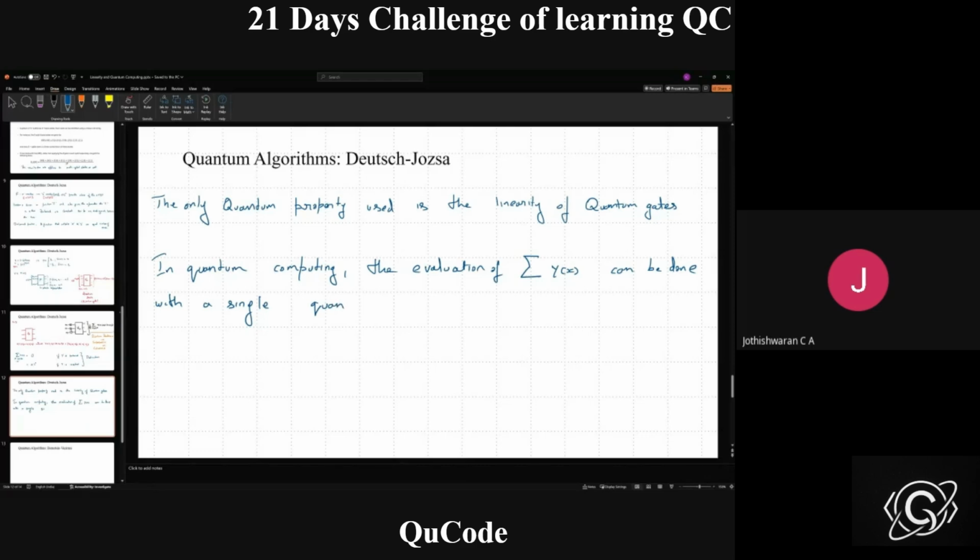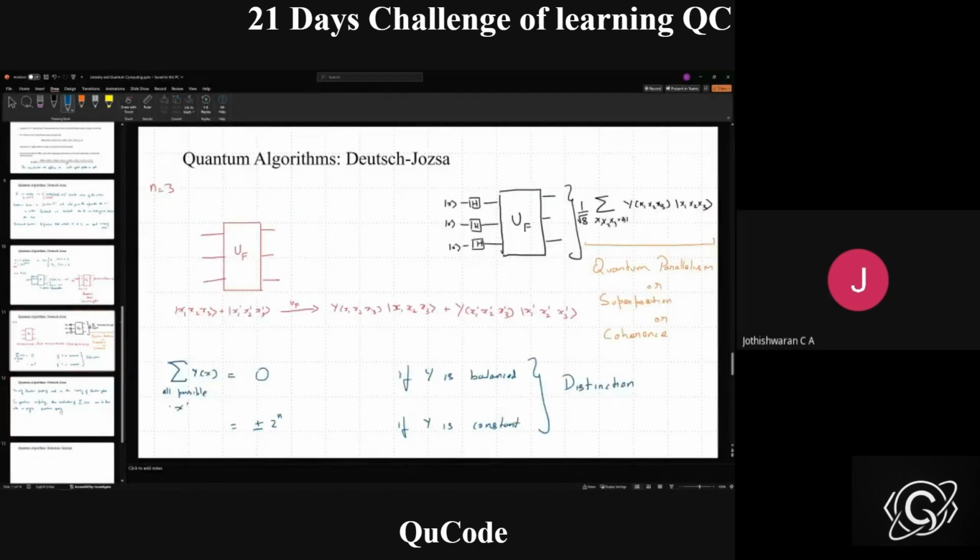So what do I mean by a query? A query is how many times I call this oracle, how many times this oracle is introduced into the circuit. Over here, I just need the query once. And in fact, this is not only true for 3 variables, this is true for any number of variables.